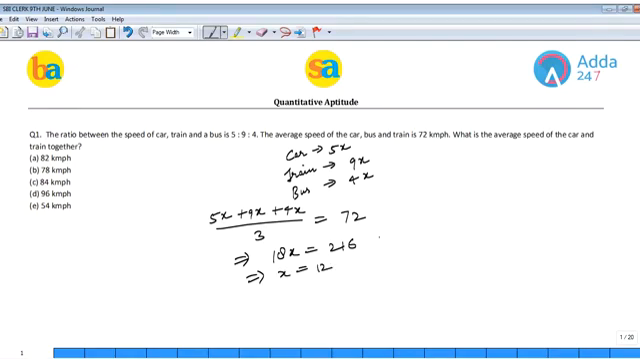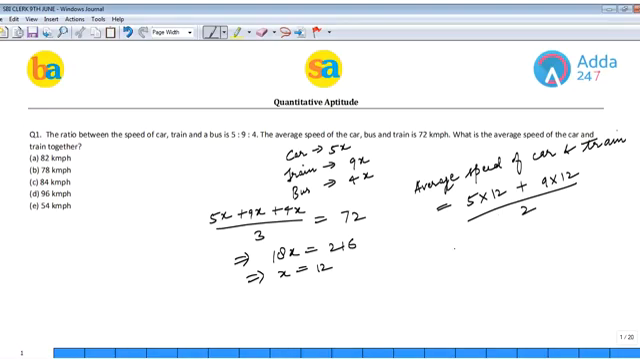So the average speed of car and train will be equal to the speed of car, which will be 5 into 12 because the value of x is 12, plus the speed of train, which will be 9 into 12, upon 2 to find the average. So that will be 84 km/h.